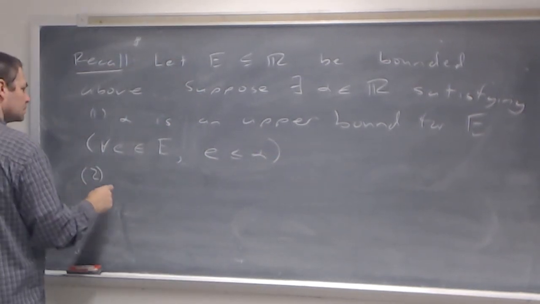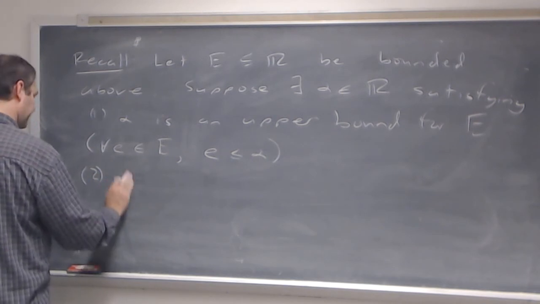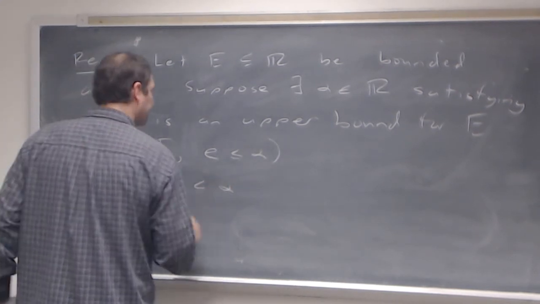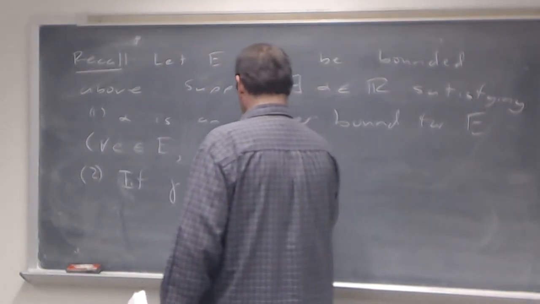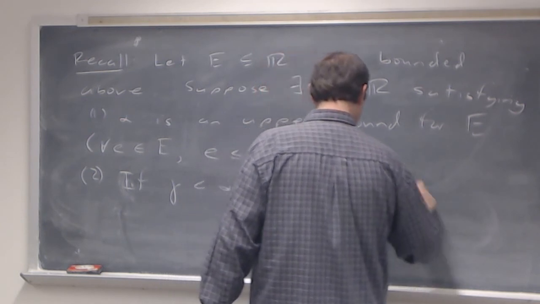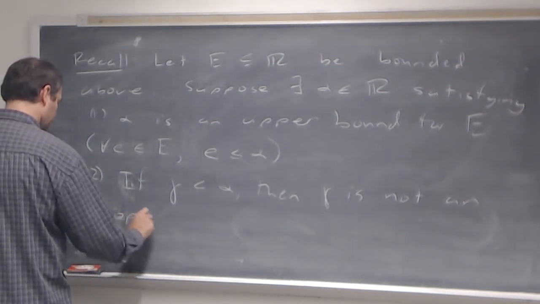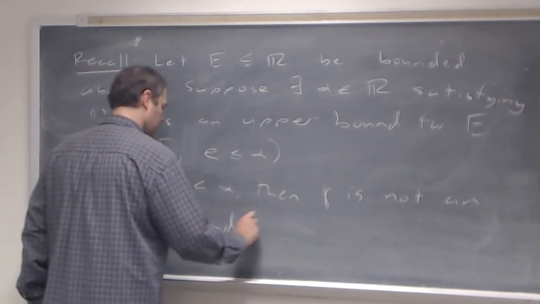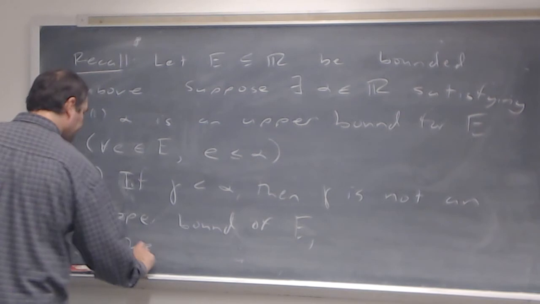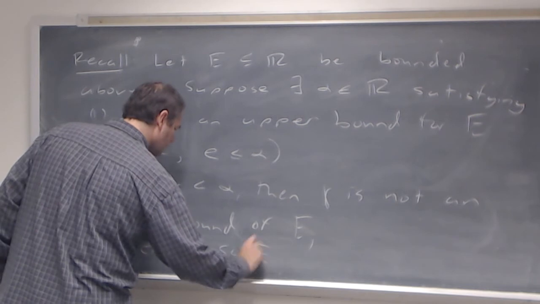And two, if you give me a gamma, if gamma is less than alpha, then gamma is not an upper bound of E. So if those two things happen, then alpha equals the sup of E.